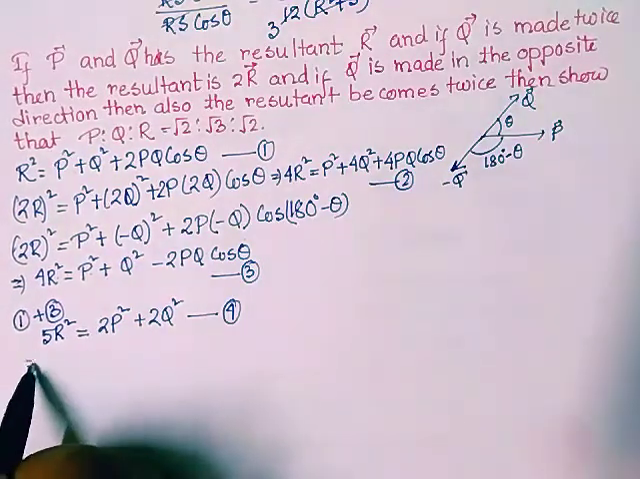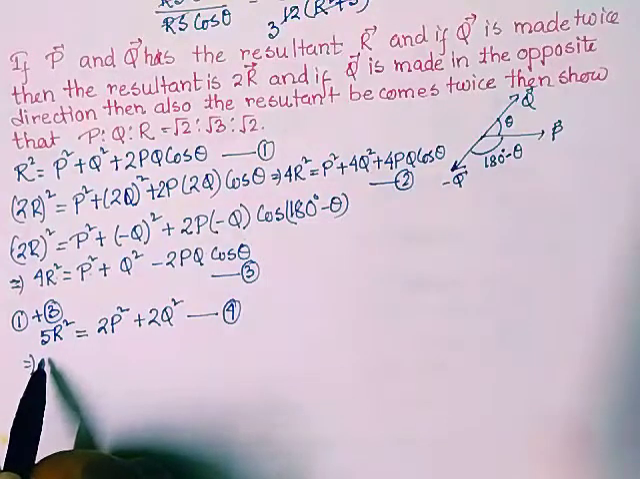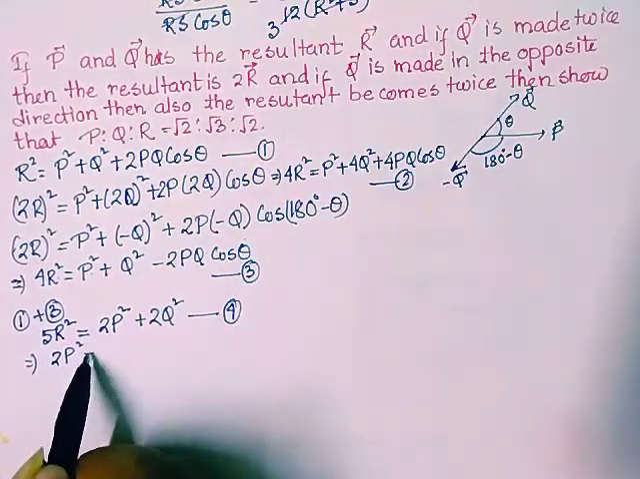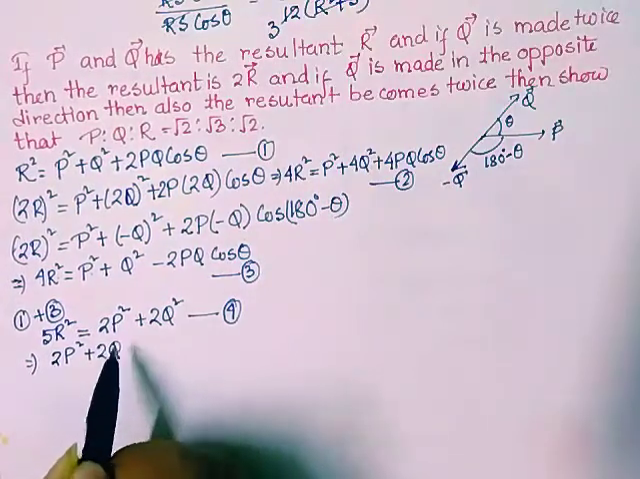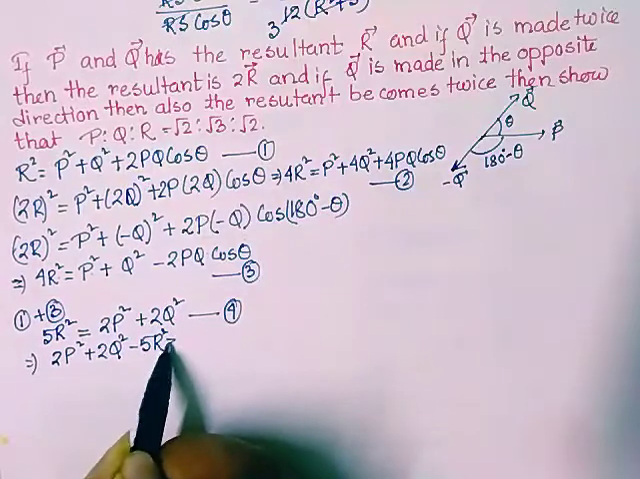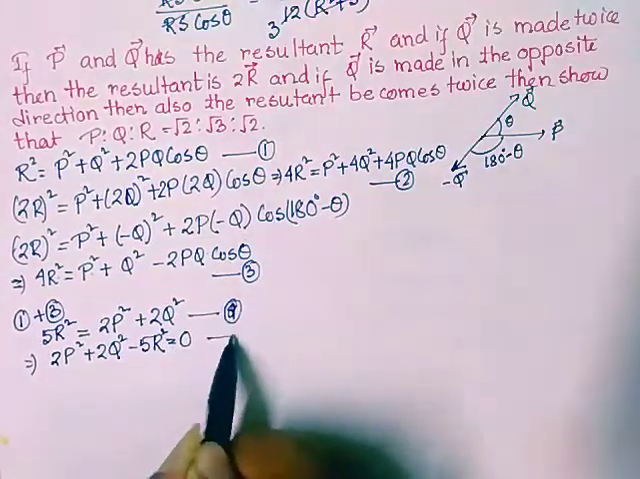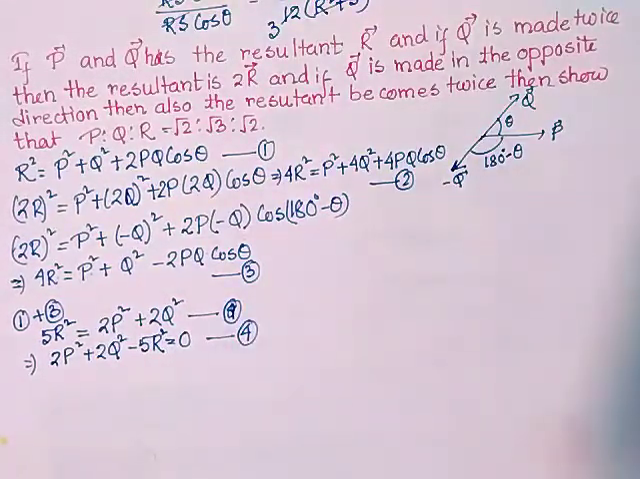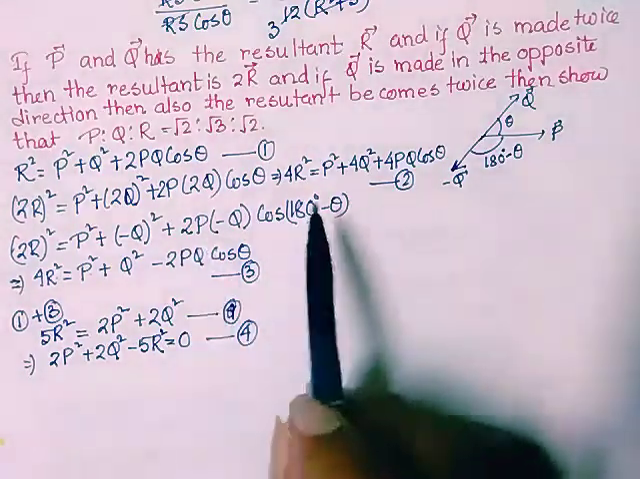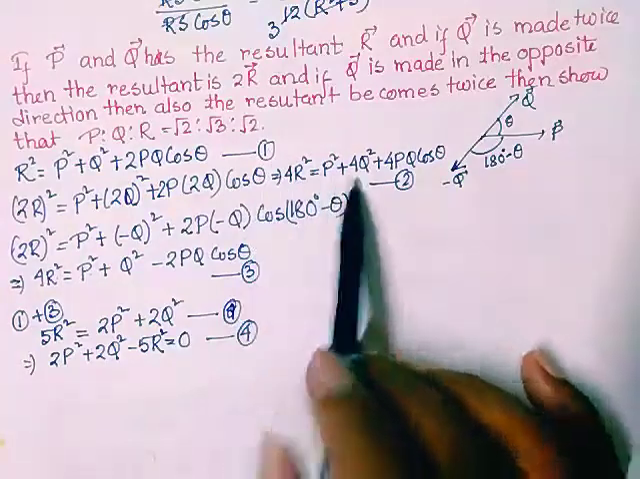So it does not contain cos theta, we need another equation. If I just arrange, then it will be 2p square plus 2q square minus 5r square equal to 0. You can take this as equation 4. Okay, now we want another equation, which we can get from this and this.